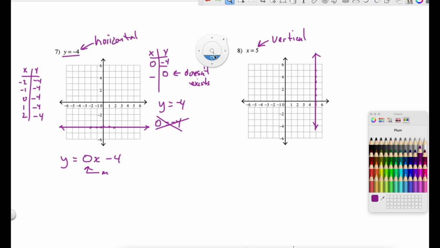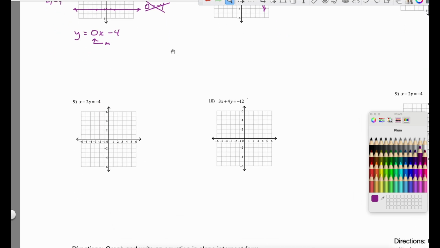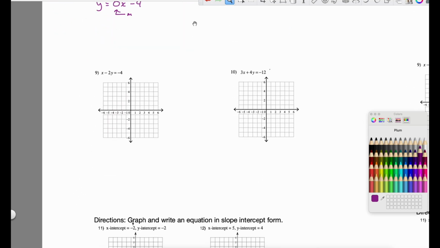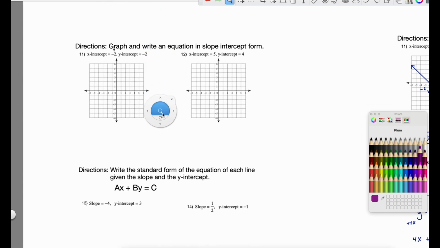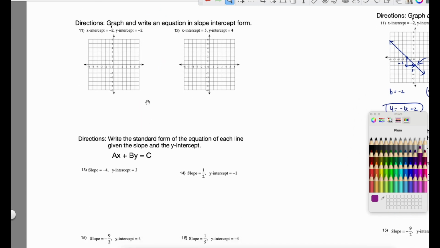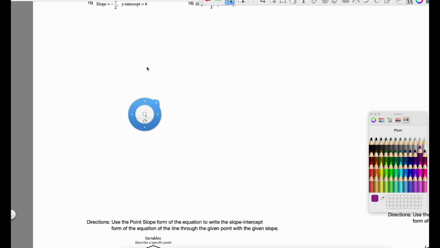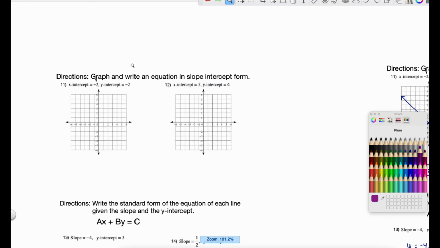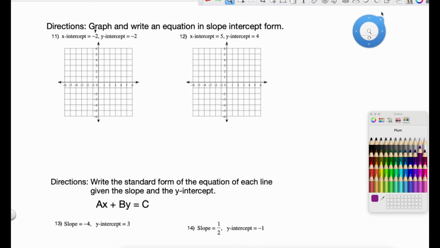Okay, if you recognize it, it's actually a whole lot less work. Okay, so there's a couple more there to try, and let's take a look at the next section here. We're going to graph and write an equation in slope-intercept form.